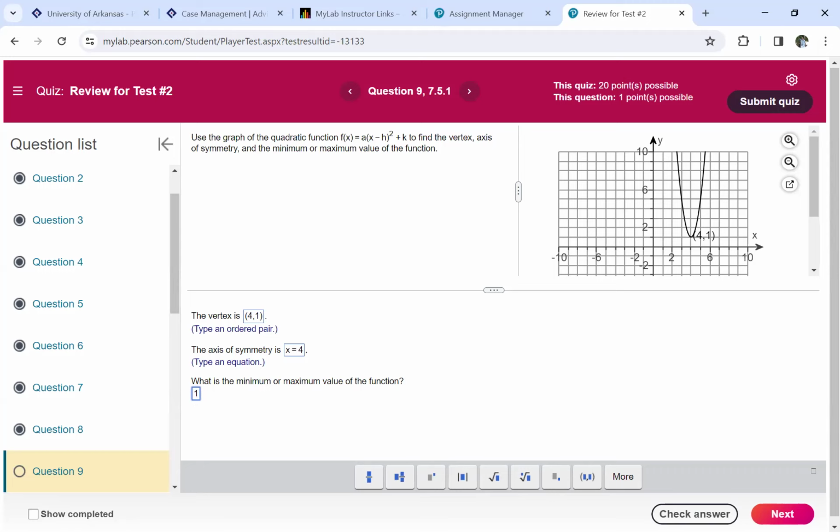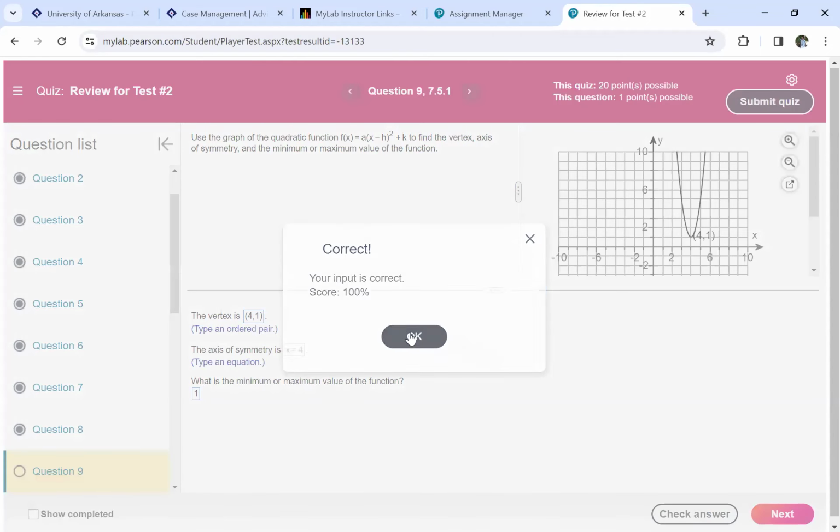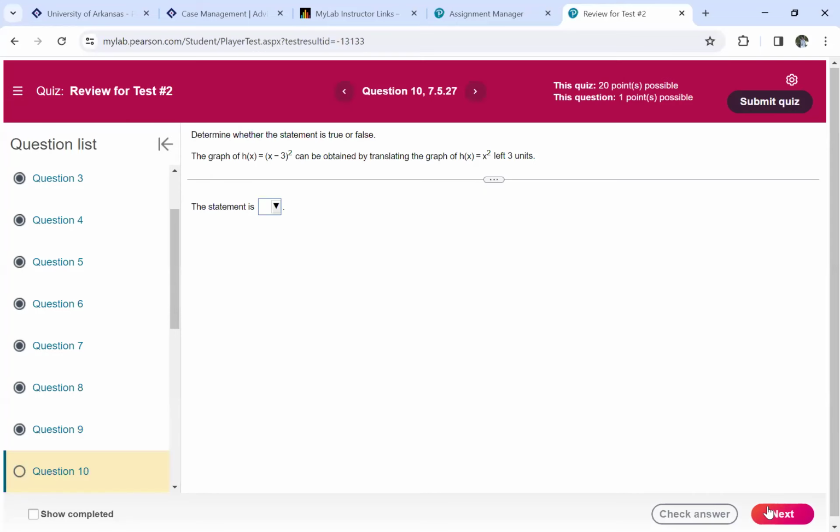So let's see. Whoops, I wanted to hit next. So let's see what y'all think about this one. The graph h of x equals (x minus 3) squared can be obtained by translating the graph h of x equals x squared left 3 units. So since I'm subtracting 3 inside those parentheses, would that move me left and make this true? Or would that move me right and make this false?